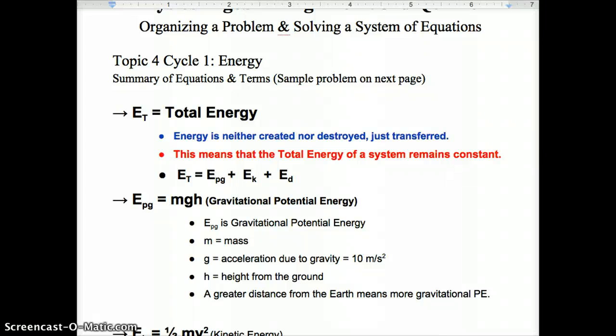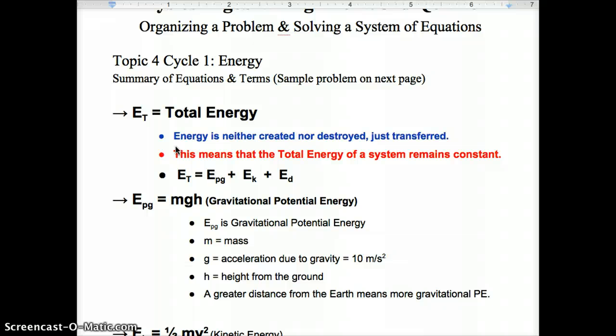Here's a problem on conservation of energy. The main idea we want to keep in mind whenever we're solving an energy problem is that energy is conserved. Energy is never created or destroyed, just transferred. As far as we know, the energy in the universe is absolute. It means there's an amount, and it's just transferred, transformed into different types of energy.